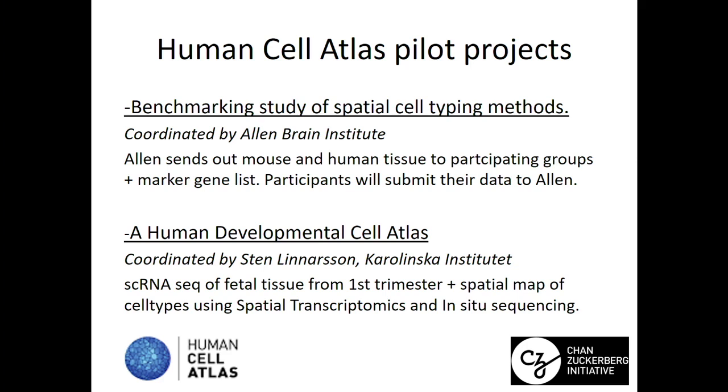Another is a human developmental cell atlas, coordinated by Sten Linnarsson at Karolinska. And here we're going to try to make spatial maps of human developmental tissue, complete embryos, and parts of embryos: brain, lung, and heart. We'll go deeper into that, but we also try to make complete maps of embryos. Here we're using single-cell RNA sequencing, spatial transcriptomics, and in situ sequencing, and trying to merge these kinds of data sets.